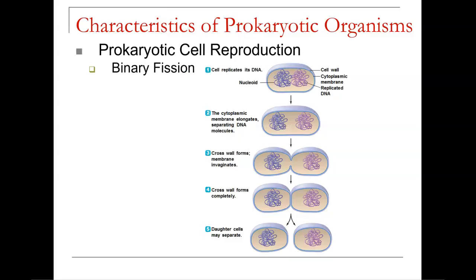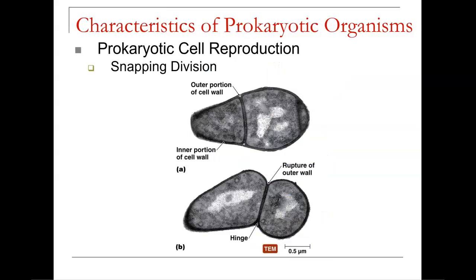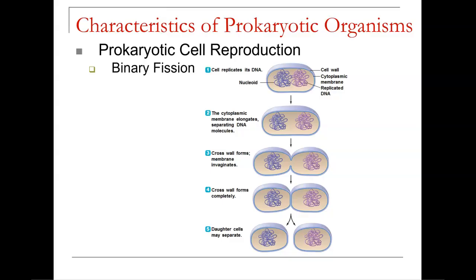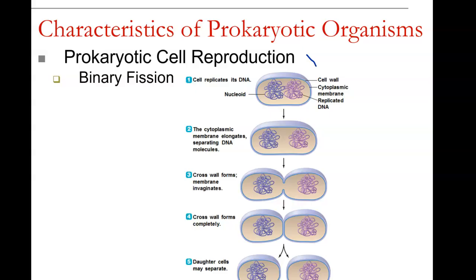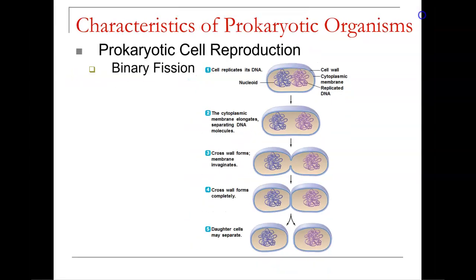Let's go back here and look at the picture a little bit closer. So with this, notice how you have your nucleoid. That's going to be your circular DNA. It is going to be attached at some point to the cell membrane. So you see it's attached to the cell membrane at a specific point.